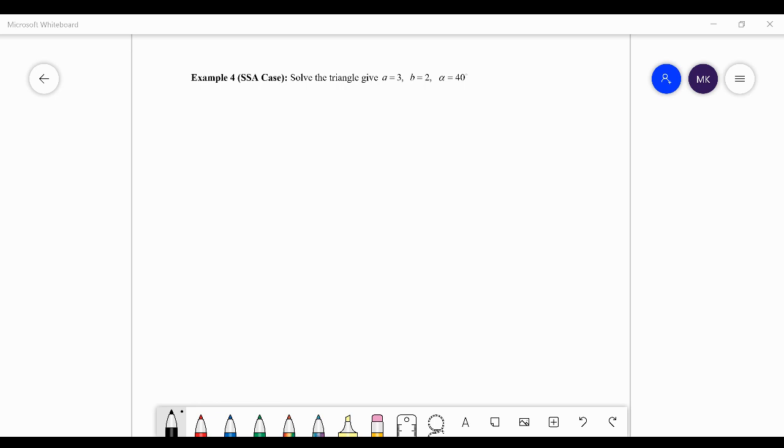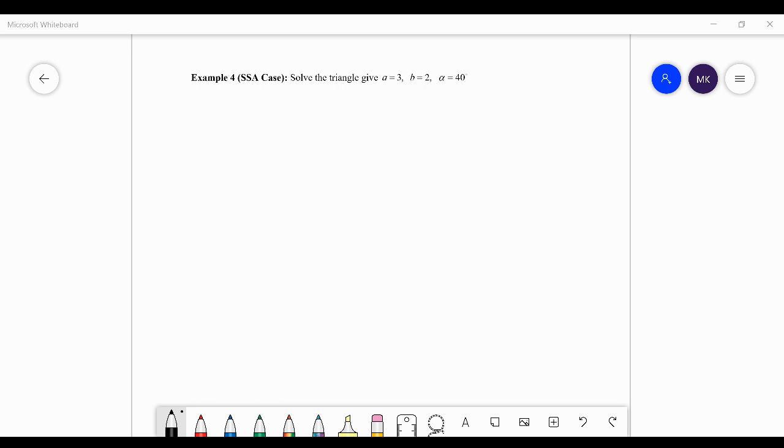Hey guys, welcome to part 2 of our section on 8.1. So we just finished talking about all the different cases for side-side-angle, and how we can have possibly no triangle, one unique triangle, or even cases where we have two potential triangles. So let's deal with a few examples dealing with side-side-angle.